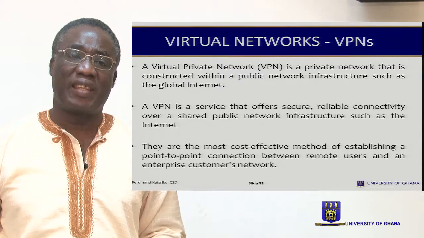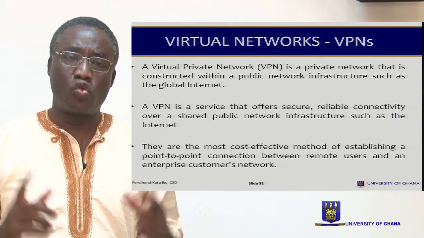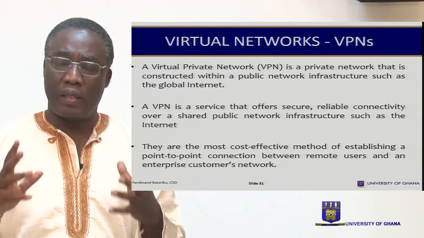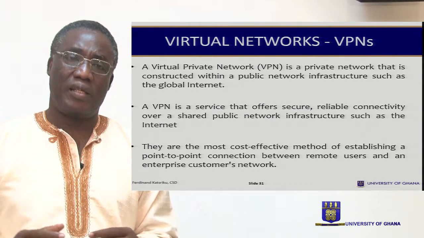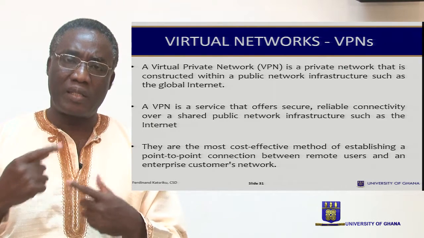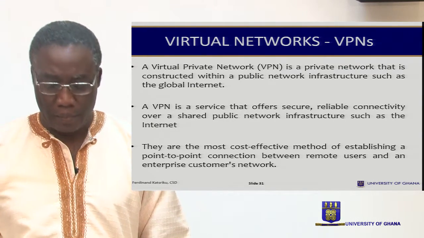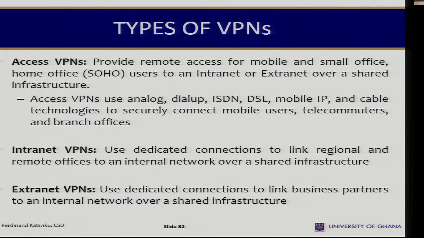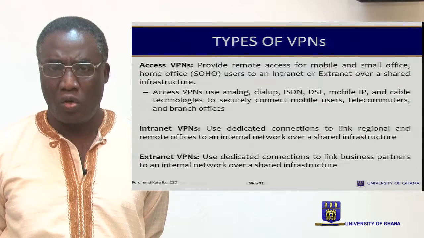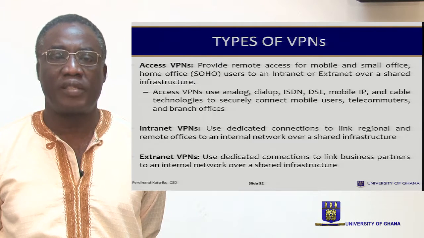This works by creating a secure tunnel between the two computers. So you have the internet, and then over that internet, you build a private, or encrypted, tunnel over which your communication will pass. There are a number of types of VPNs. There are access VPNs, which provide remote access from mobile and small office, home office users to an intranet or extranet over a shared infrastructure. Access VPNs use analog, dial-up, ISDN, DSL, mobile IP, and cable technologies to securely connect mobile users, telecommuters, and branch offices.